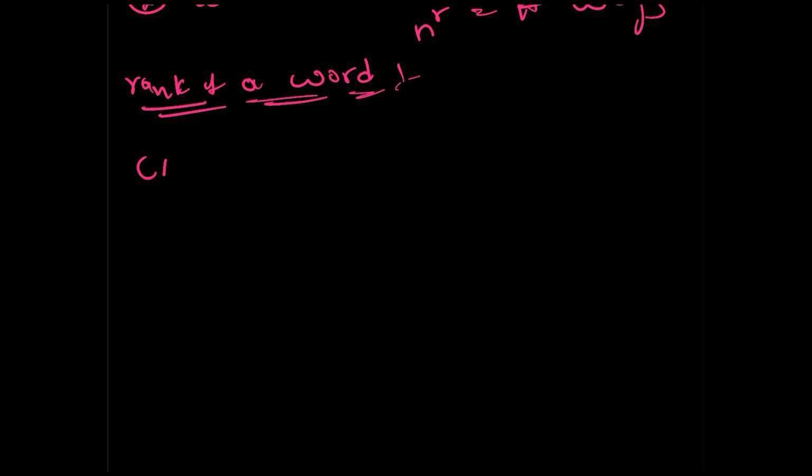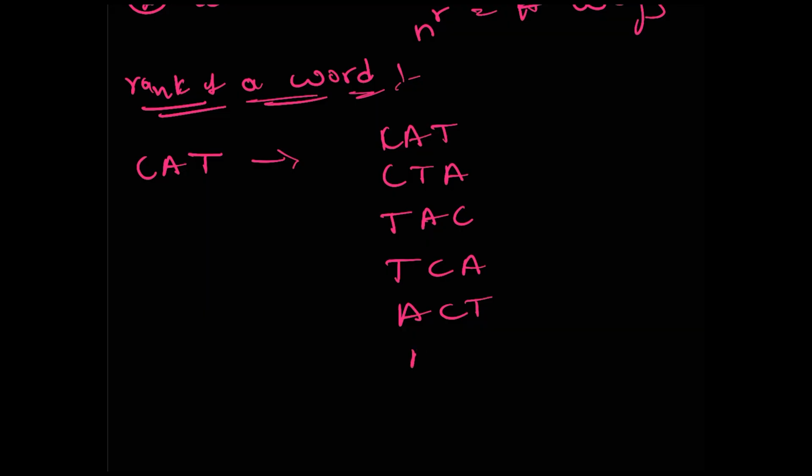Now the next topic, rank of a word. They will ask the rank of a word. For example, they will ask the rank of the word CAT. Now, if we arrange all the alphabets in CAT, we will get CAT, CTA, TAC, TCA, ACT, ATC.